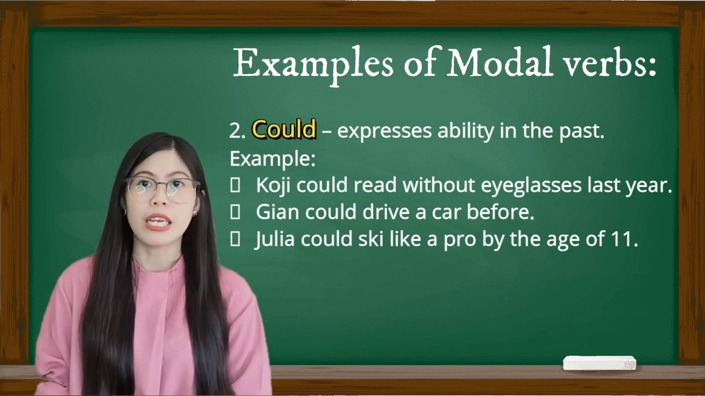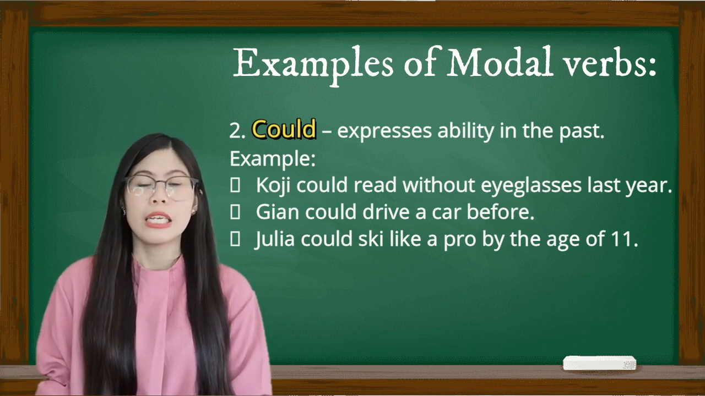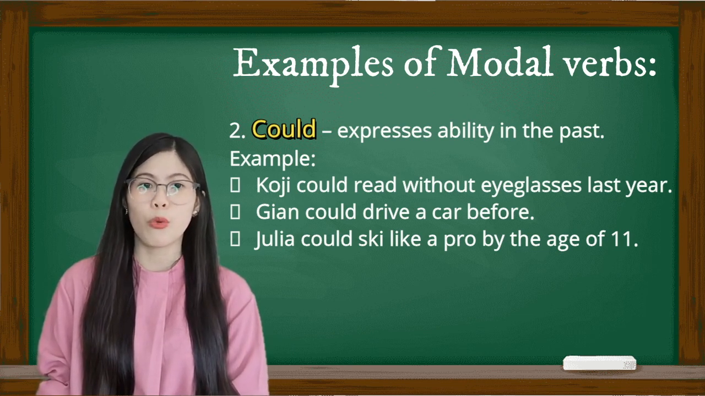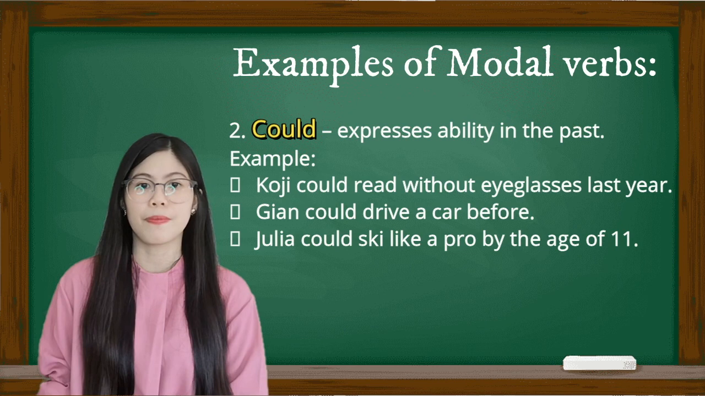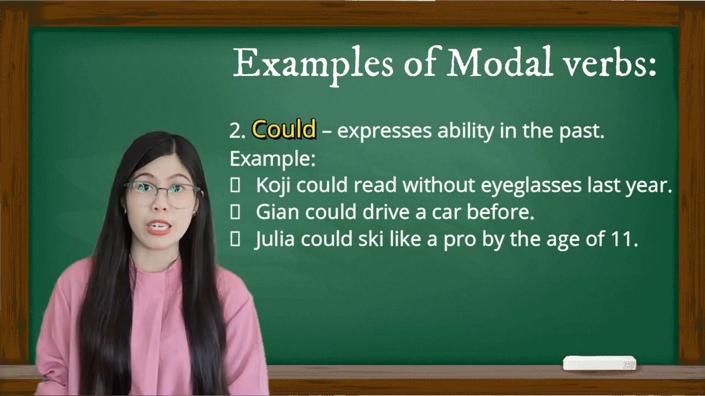Another example, Gian could drive a car before. It means that Gian could no longer drive today because of the modal verb could and the time expression, which is the word before. Next example, Julia could ski like a pro by the age of 11. Using the modal verb could, what does this sentence mean? It means that she could ski like a pro when she's 11, but not anymore.